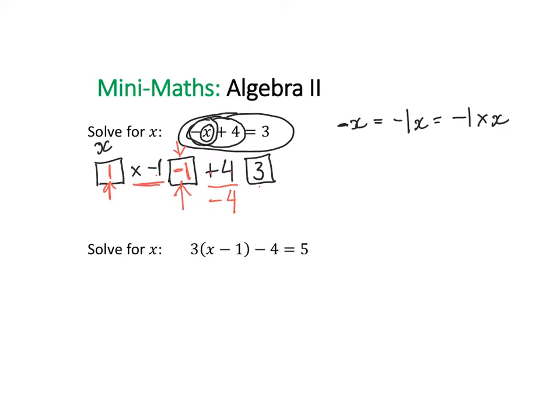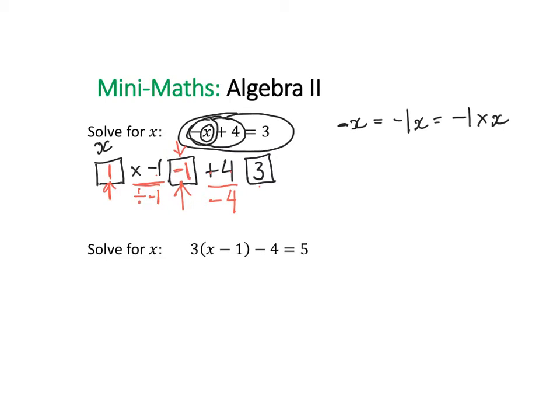So instead of multiplying by negative 1, we want to divide by negative 1. That would be the opposite of multiplying by negative 1. So we're going to take what we've got in the second box, negative 1, and divide it by negative 1. So negative 1 divided by negative 1, and that is indeed 1.